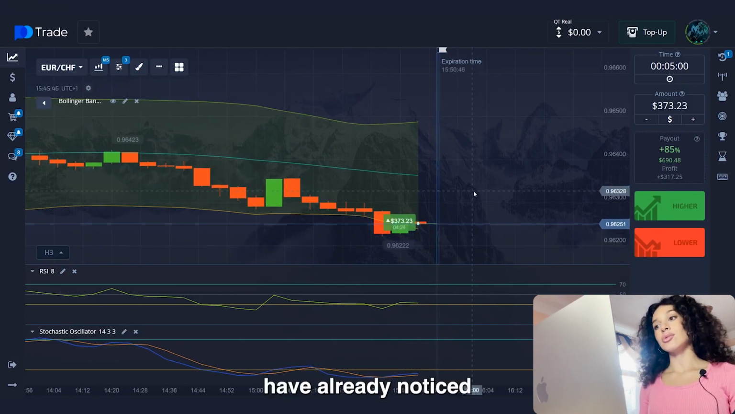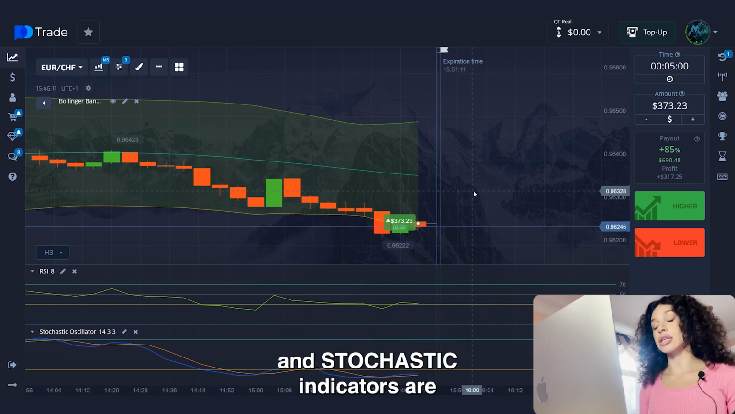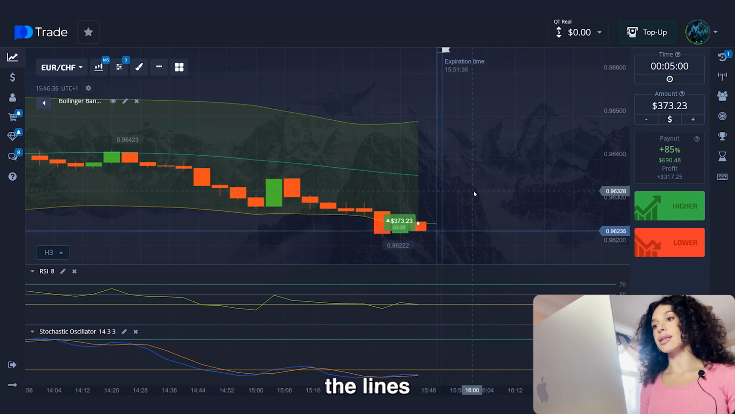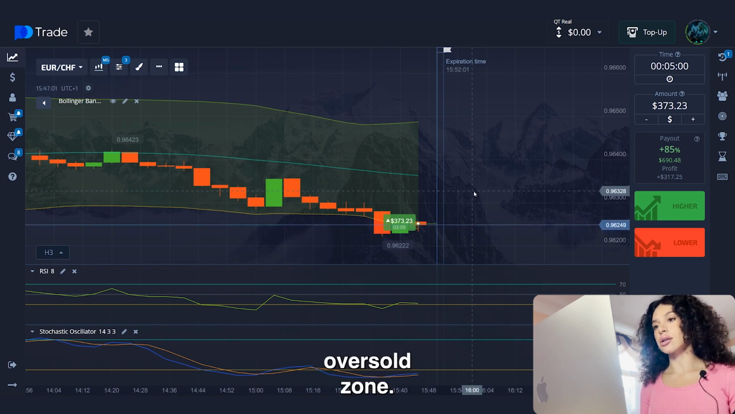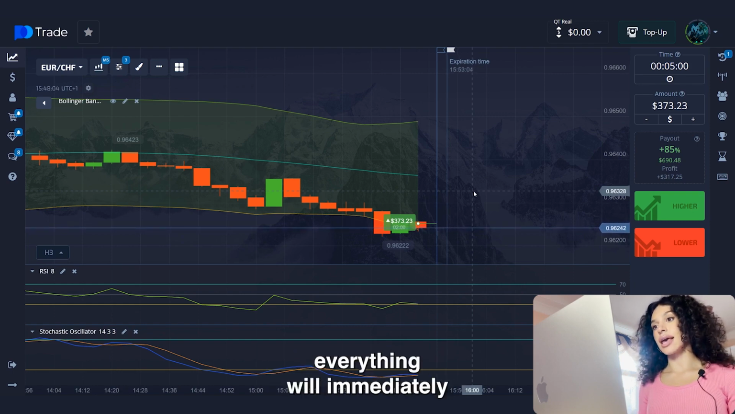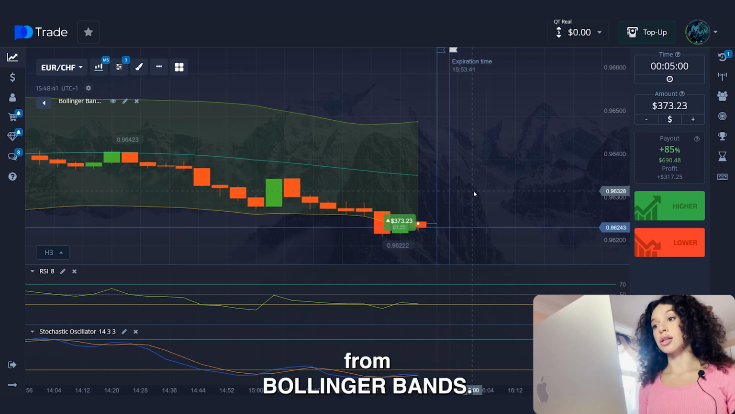You may have already noticed that I pay special attention to where the lines of the RSI and stochastic indicators are located. Remember, when opening a signal for an increase, the lines should be below the 30 and 20 levels. This is an oversold zone. Similarly, with signals for a decline, they should start to leave the overbought zone. This is above the levels of 70 and 80, respectively. Look carefully at the indicators. Everything will immediately become clear to you. This rule is important because it allows you to filter out false signals from Bollinger Bands.